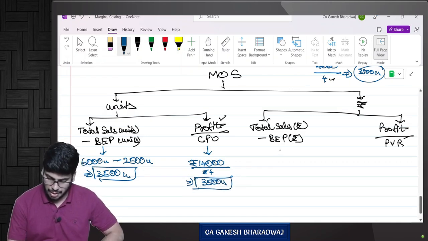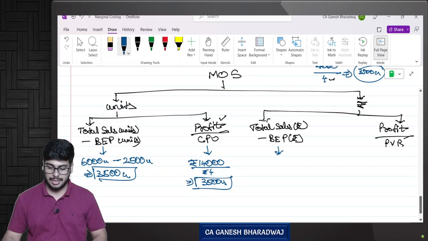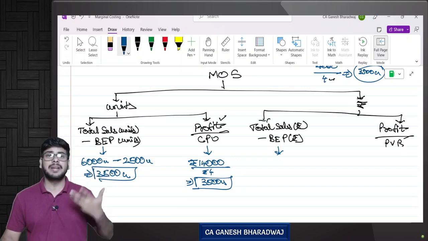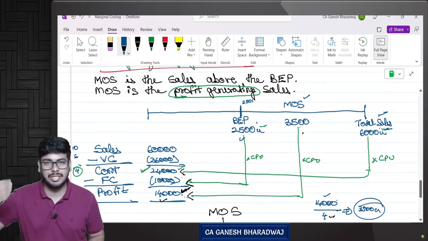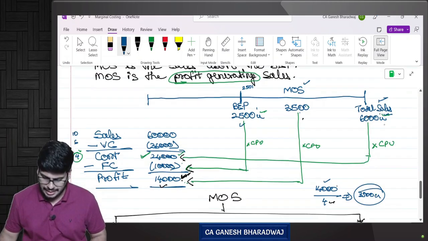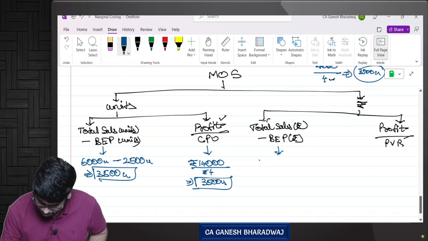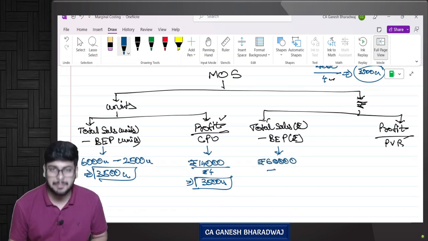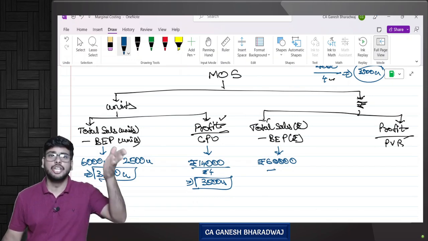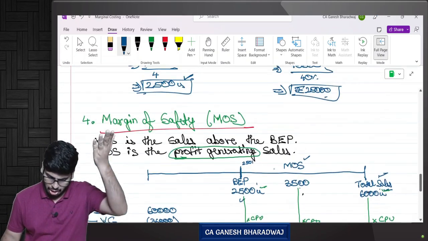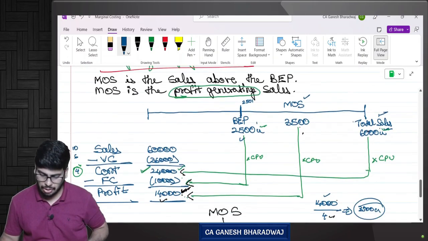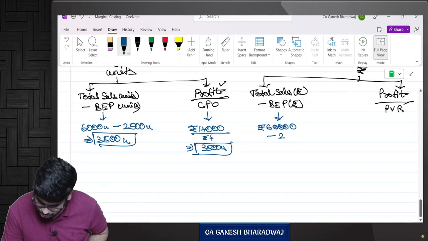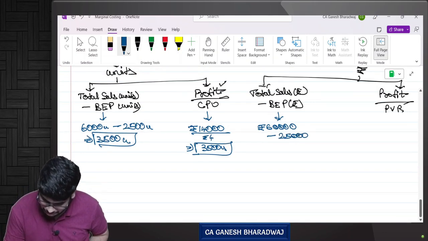An alternative way of finding this is total sales in value minus break-even point in value. Total sales in value is how much? 60,000 into 10. How much is that? 60,000 rupees. Correct? So my total sales was 60,000 rupees, minus break-even point in value. 2,500 units into 10, or we calculated in the previous step, it was how much? 25,000 rupees. Correct or not?